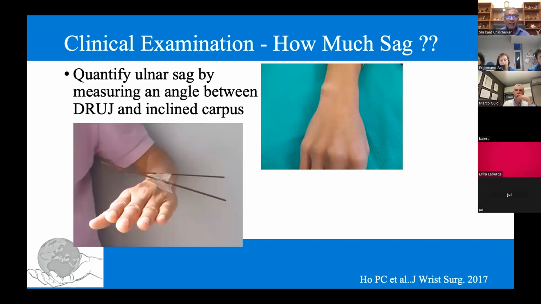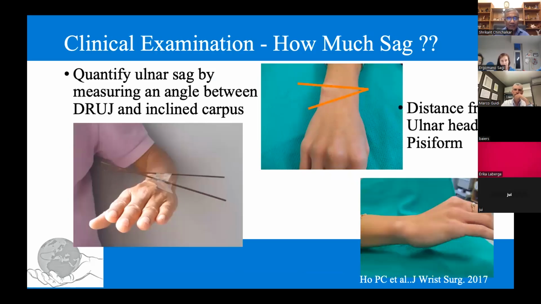So it's very important for us to consider how much sag a patient represents or shows. Can we really quantify that? Maybe to some degree, we can look at the angle between the distal radioulnar joint alignment and the inclined carpus. And of course, we can measure this inclination in terms of degrees.